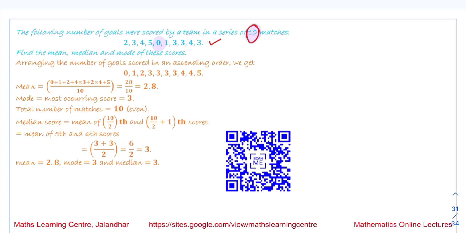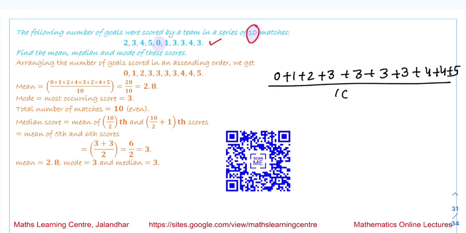So the numbers we have are 0 plus 1 plus 2 plus 3 plus 3 plus 3 plus 3 plus 4 plus 4 plus 5. How many matches have they played? It is 10. Even though it is 0 over here, we have to use this value and the number of matches will remain 10. And when you calculate this value, you will get the answer 2.8.